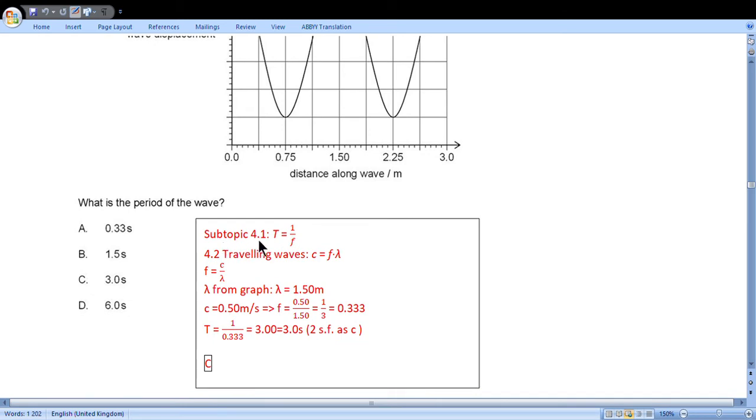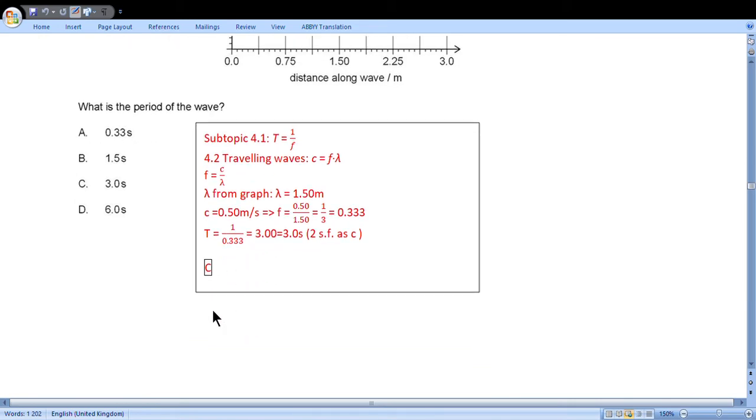So subtopic 4.1, period equals 1 over frequency. Subtopic 4.2, traveling wave, c equals f lambda. So f is c over lambda. Lambda from the graph. f from c over lambda, and T is 1 over f. So we get, to 2 significant figures, it is C.